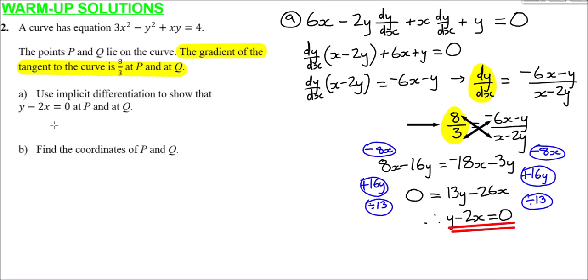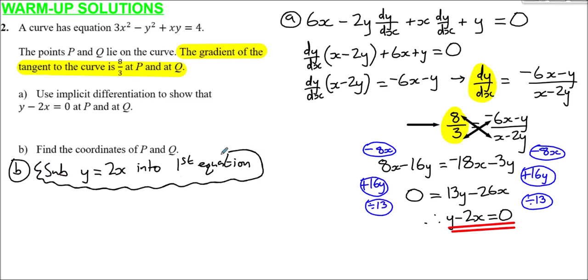For part B, we now need to find the coordinates of P and Q. So because we know that y minus 2x equals 0, we can rearrange that to get y in terms of x. We can say sub y equals 2x into the first equation. In other words, the one that was given to us, this one. So all I'm going to do here is just replace each instance of y with 2x.